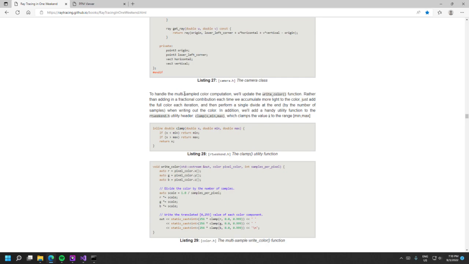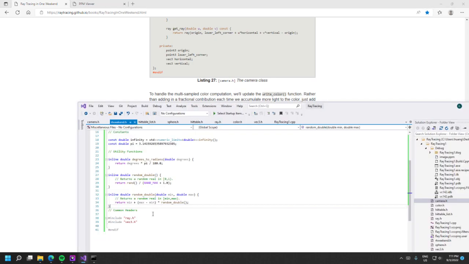To handle the multi-sampled color computation, we'll update the write color function. Rather than adding in a fractional contribution each time we accumulate more light to the color, just add a full color each iteration and then perform a single divide at the end. Okay, we'll add a handy utility function to the weekend: clamp. I don't know what clamp is doing. Let me first have it and then we'll try to understand it. Oh, okay. It's just if the x is going over our range, we want to keep it within our range. That's it.